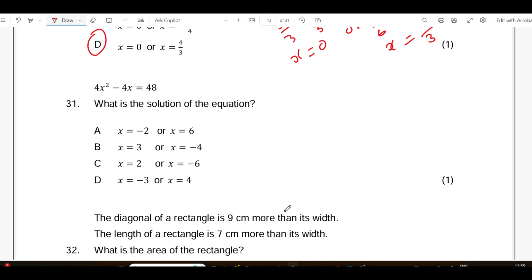What is the solution of the equation? 4x squared minus 4x equals 48. I would start by taking this 48 to the other side.